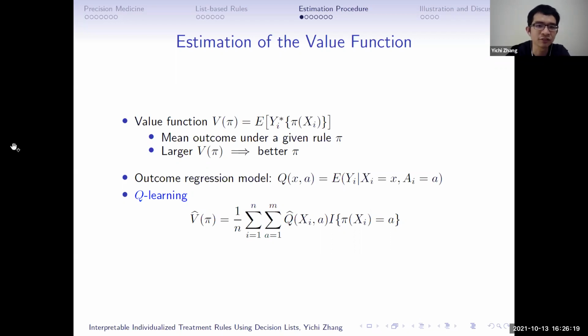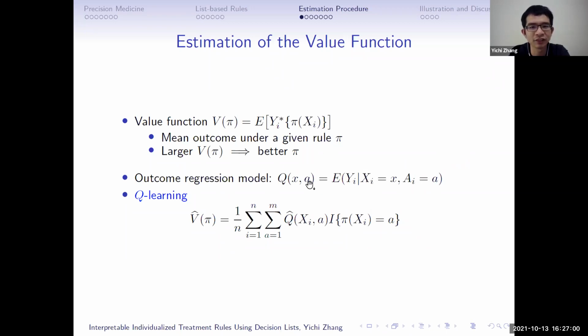And the estimation follows quite closely that for estimating the average treatment effect. Essentially, we will need to express the value function in terms of observable quantities. If we are confident that we can build a nice model for how the outcome of interest depends on the patient tolerance and the treatment received, then we could build an outcome regression model, which is just the expectation of the outcome given patient tolerance and treatment.